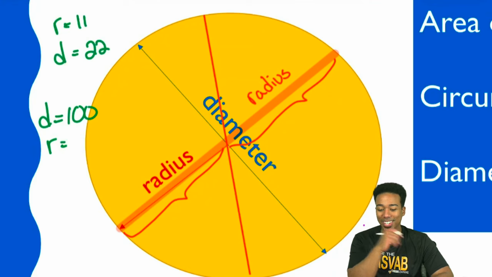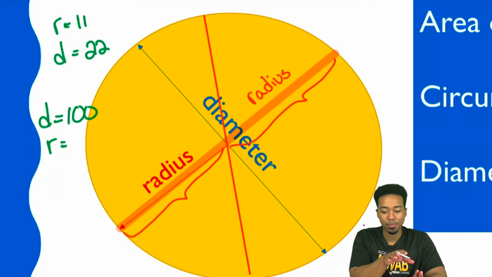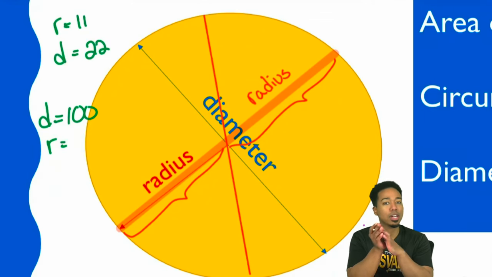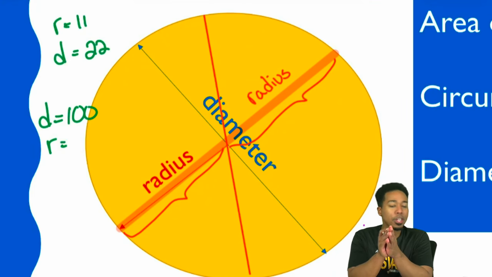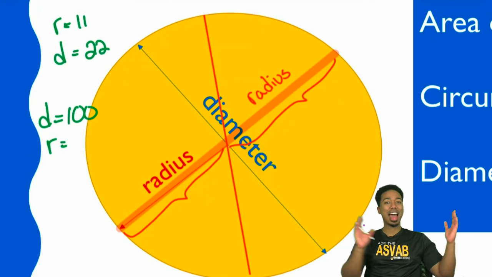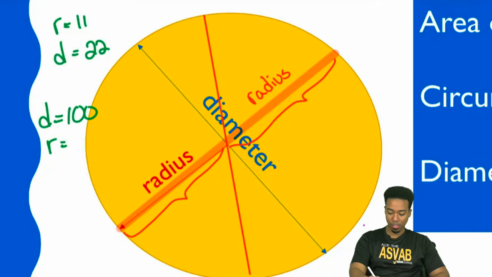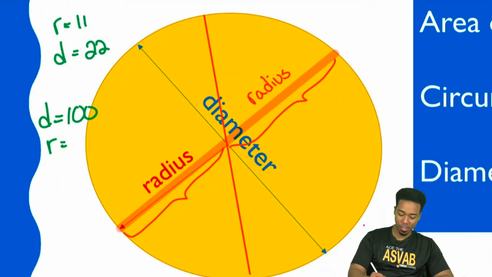Close to perfect, close to perfect, close to perfect. We see the majority of us said 50. We have a couple of folks who said 200, and that's because the confusion there was we believed that the diameter was actually the radius. So remember, the diameter is the whole thing. The radius is half. Diameter is the whole thing, right over here. The radius is half. So in this case, yes, that would be 50.